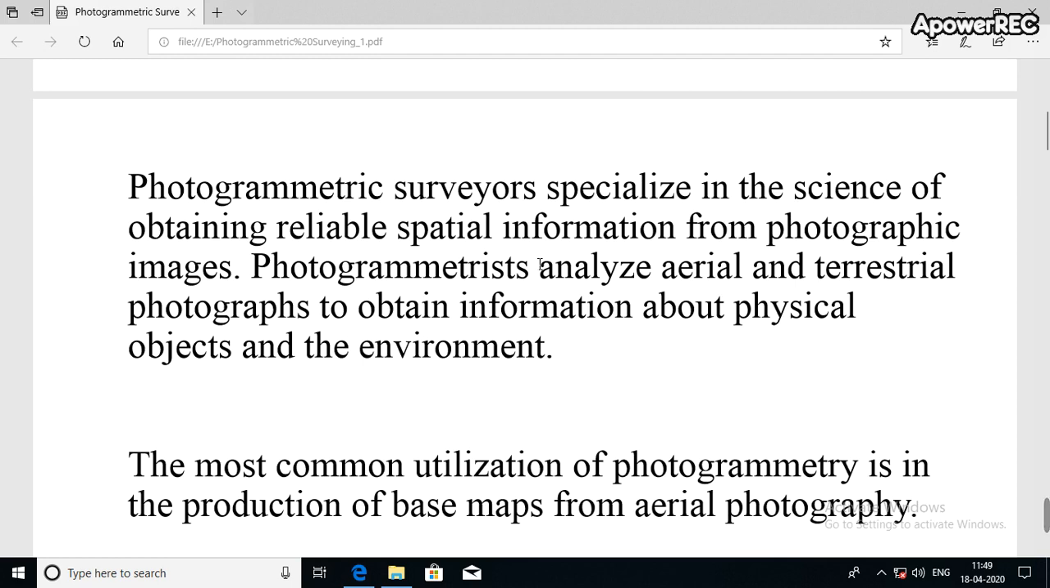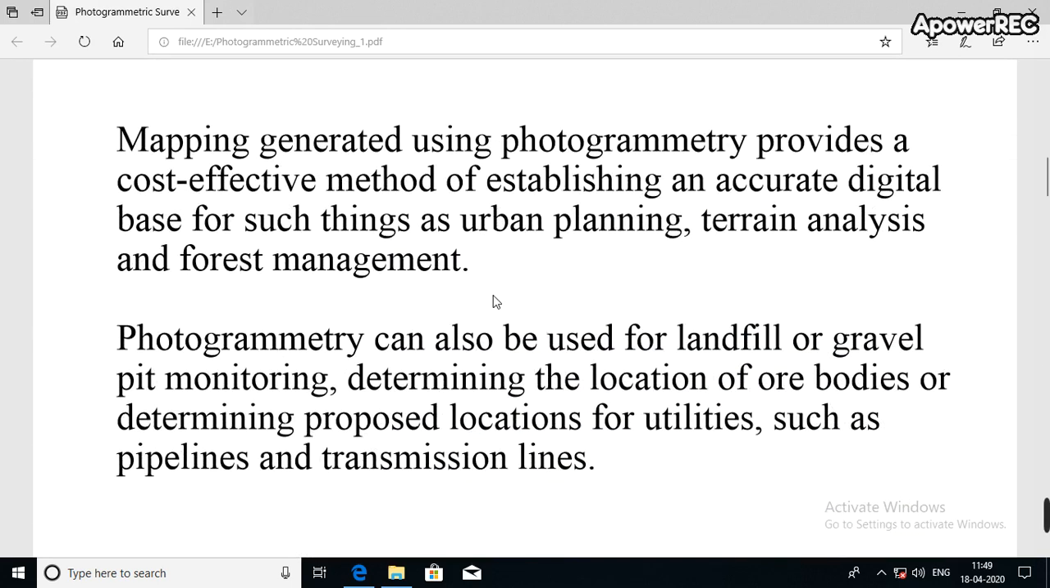Now, in most cases, when we go for photogrammetric surveying, we generally cannot move into that area directly. So, with some instruments, we will be collecting some aerial images. It can be used for landfill or gravel pit monitoring, urban planning, terrain analysis and forest management. Obviously you cannot move in all the areas directly, so from there we will be collecting the images.